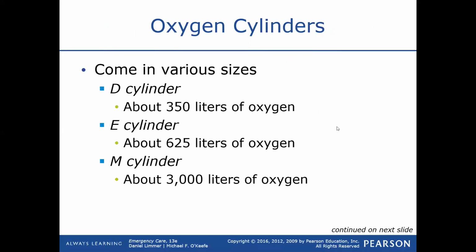Okay, they come in various sizes. D cylinder is about 350 liters of oxygen. E cylinder is 625, and an M cylinder is around 3,000 liters of oxygen. Those are the big tanks you see that are mounted in the ambulance.